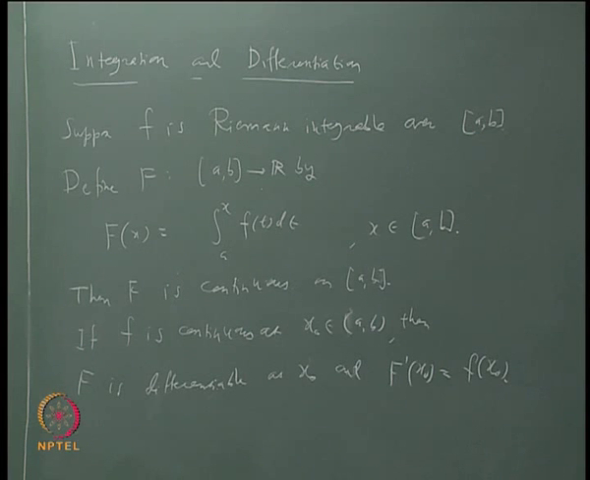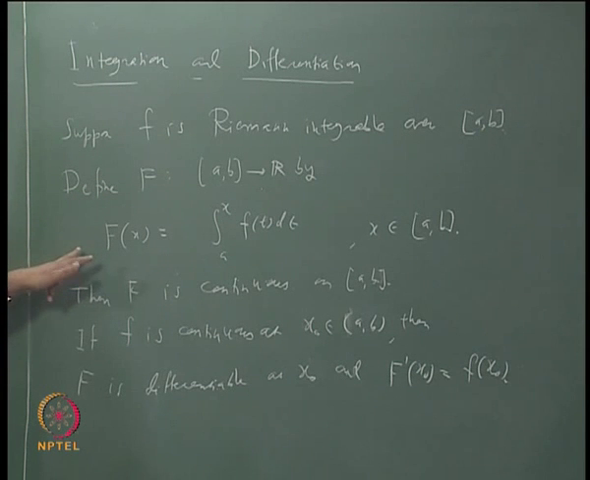Now this proof will become very easy if we assume that small f is continuous everywhere in the interval. Let me just indicate what will happen. If small f is continuous, we have also proved what is called the mean value theorem.